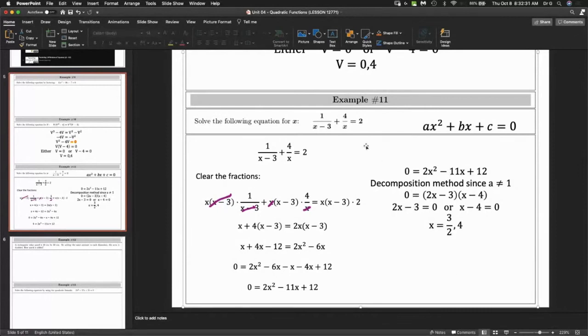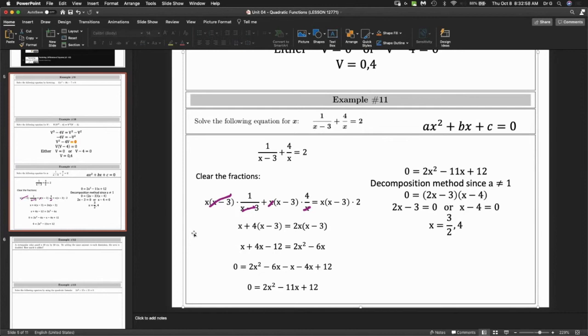It's important to check the restrictions here. Notice that you can't have a zero denominator, so x should not be 3 or 0, because if x was 3 or if x was 0, the denominator would be 0, and you can't divide by 0. You cannot divide by 0. So these solutions for x are definitely okay because they do not violate the restrictions. So that's enough of that.